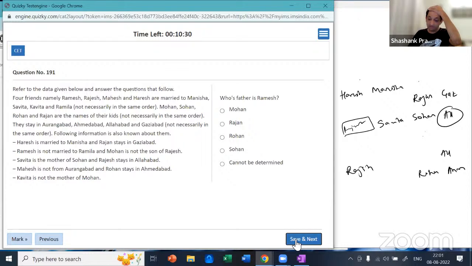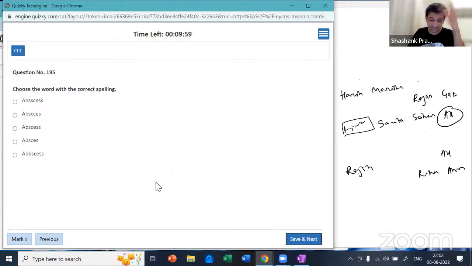Whose father is Ramesh? Rajan, according to the previous question. Which couple's child is Mohan? I think Haresh and Manisha. Whose son is Rohan? So if Rohan is here, then Mahesh is gone, Haresh is gone. So I think it should be Ramesh. I think Ramesh. Let's see. Who is the wife of Mahesh? Mahesh is Kavita. If I get it wrong, everything is wrong.